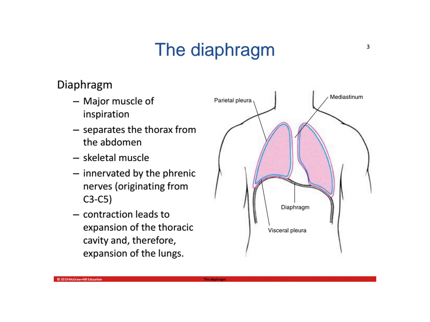The diaphragm is the major muscle of inspiration. As I mentioned before, it separates the thorax from the abdomen. It's skeletal muscle. It's innervated by the phrenic nerves, which are bilateral. They originate from the cervical nerves C3 through C5. Those come together to form the phrenic nerves on either side. Contraction leads to an expansion of the thoracic cavity as the diaphragm descends. And then relaxation leads to a reduction in the volume of the thoracic cavity.